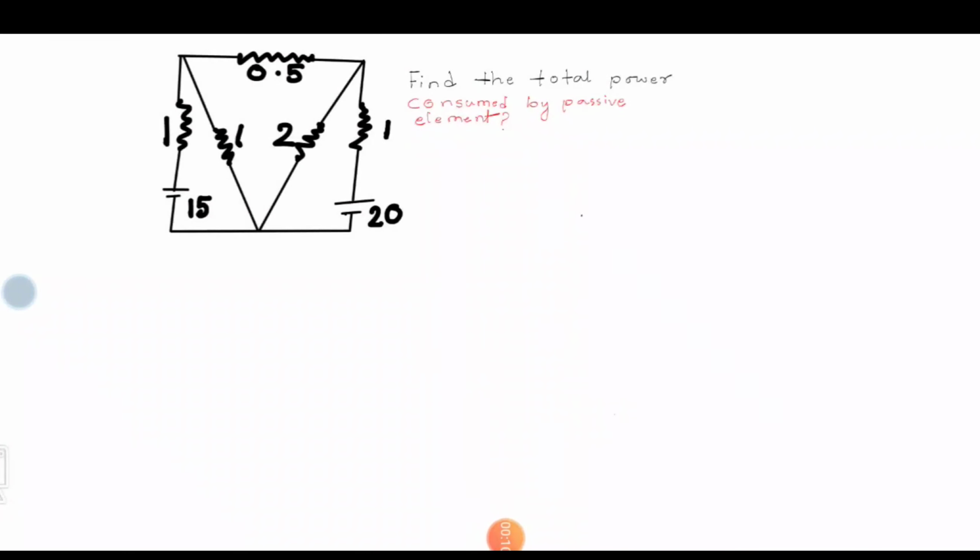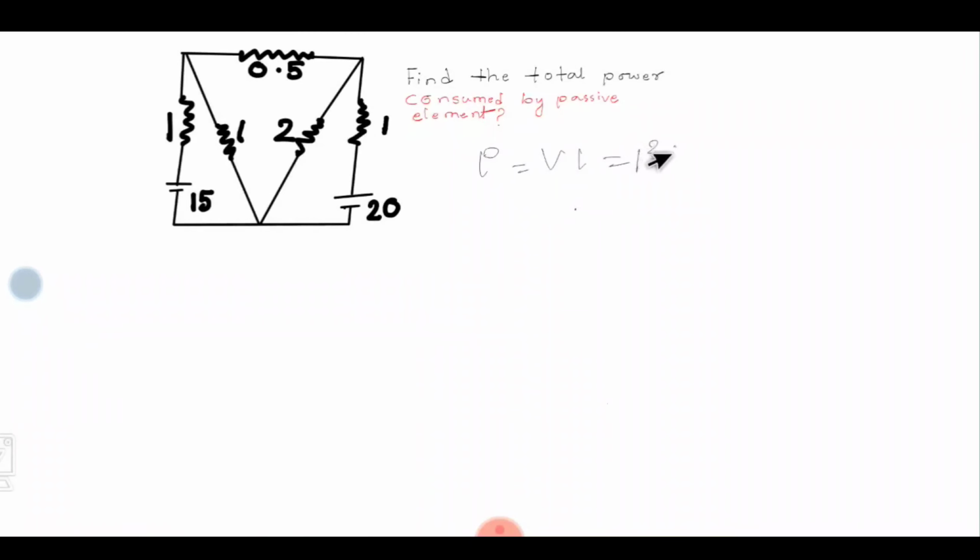So guys, let's solve this question. In this question we are told to find the total power consumed by the passive elements. This is our given circuit, and we have to find the power consumed by the passive elements. We know the power P equals VI, or you can write it as I squared R.